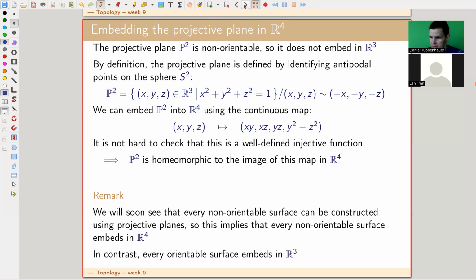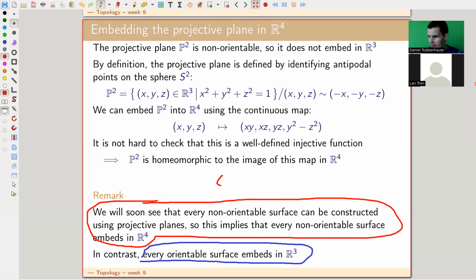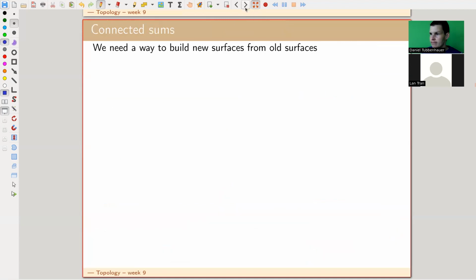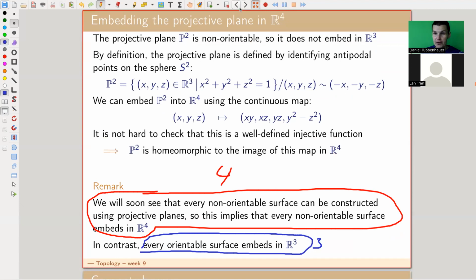Right, so every orientable one was in 3 space, and the non-orientable ones were in 4 space. So here, this one is 4, and this one is 3, right? And this really makes a huge difference in how difficult it is to imagine them. And that's the usual problem, like the projective plane is really difficult to imagine, while it naturally lives in 4 space. So that's why it is a bit difficult to wrap your head around. Okay, so that was the topic for today.